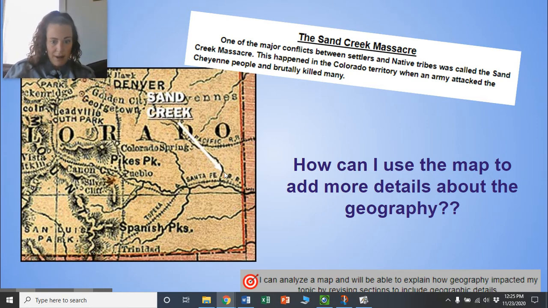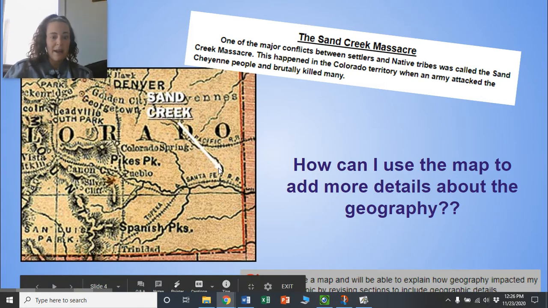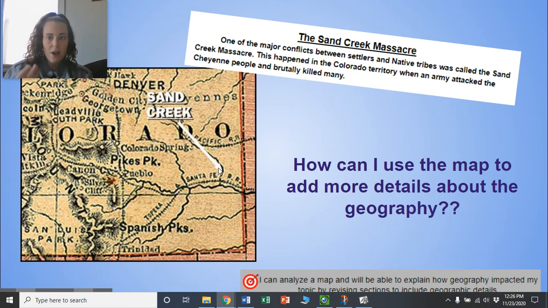If I look at this map, it happened right here along the Santa Fe Trail line. It's also in what we would consider the eastern side, the eastern plains of Colorado. So I might add in, it happened in the Colorado Territory on what is now the eastern plains of Colorado, right? Because Colorado wasn't a state then. And add some more of that geography. I could say it happened along the Santa Fe Trail to the northeast of the Spanish Peaks. So I can use those locations to help me tell more detail about where this occurred.